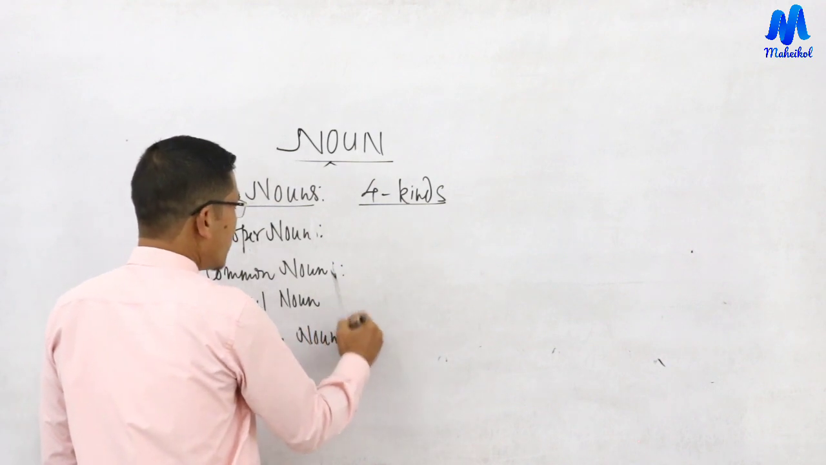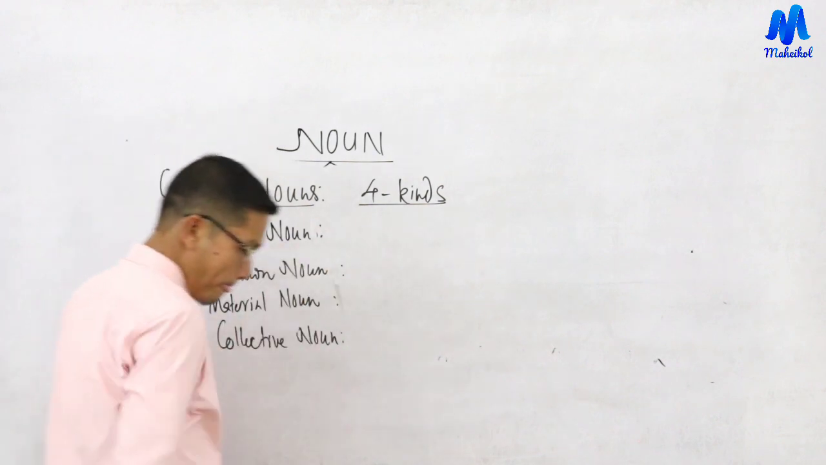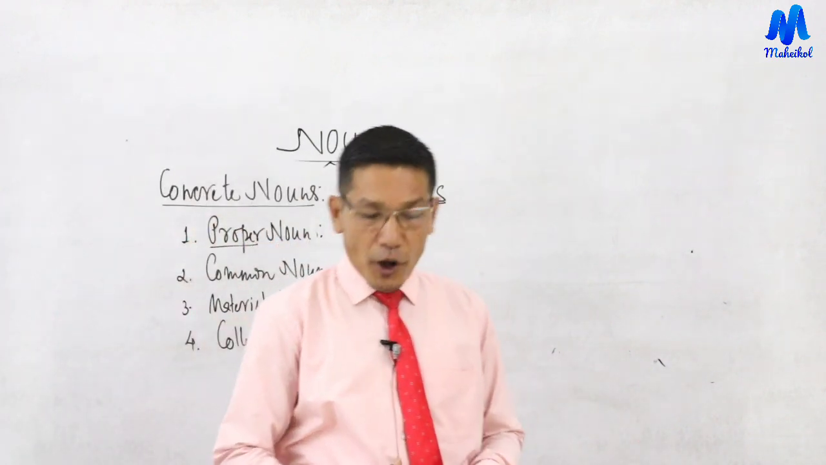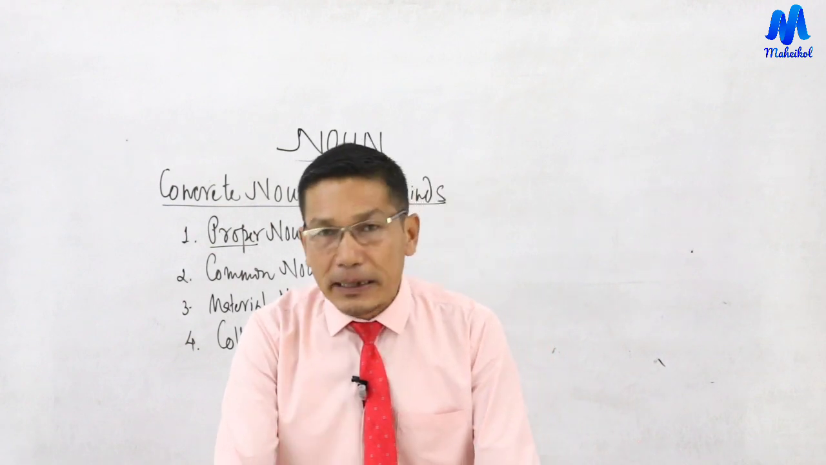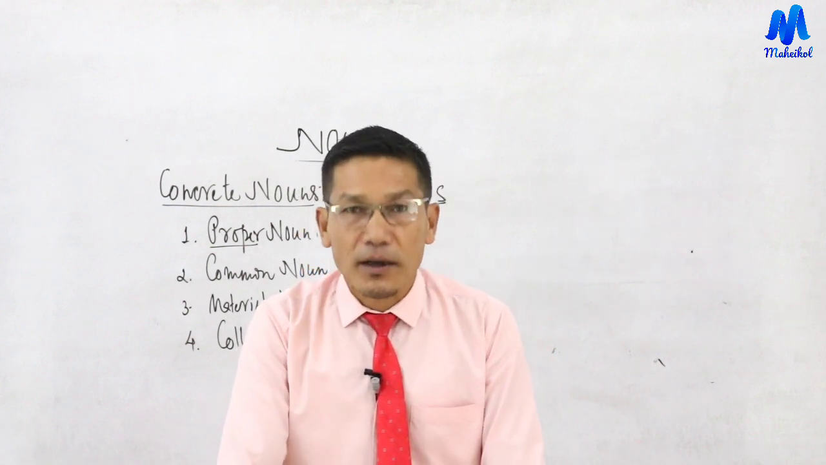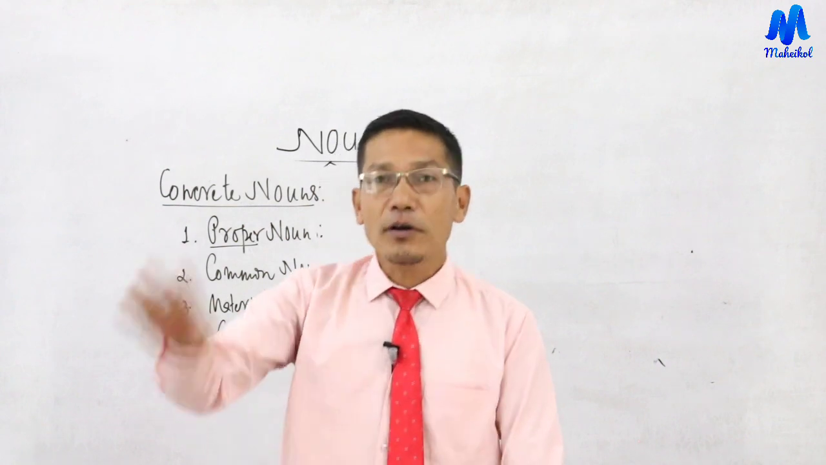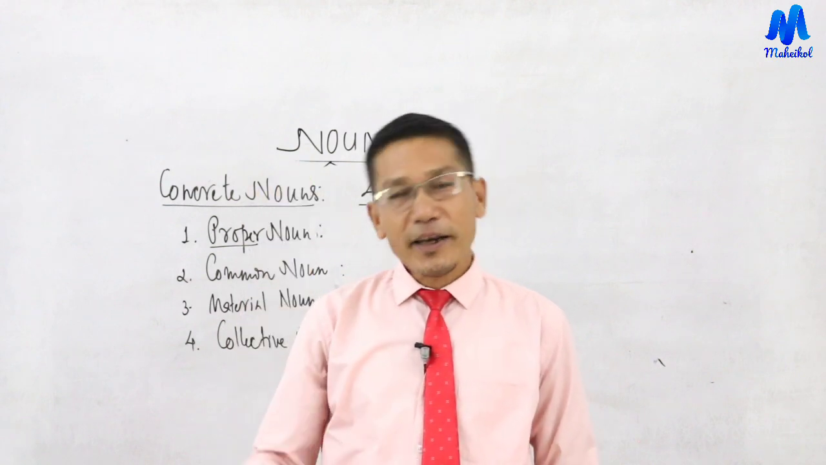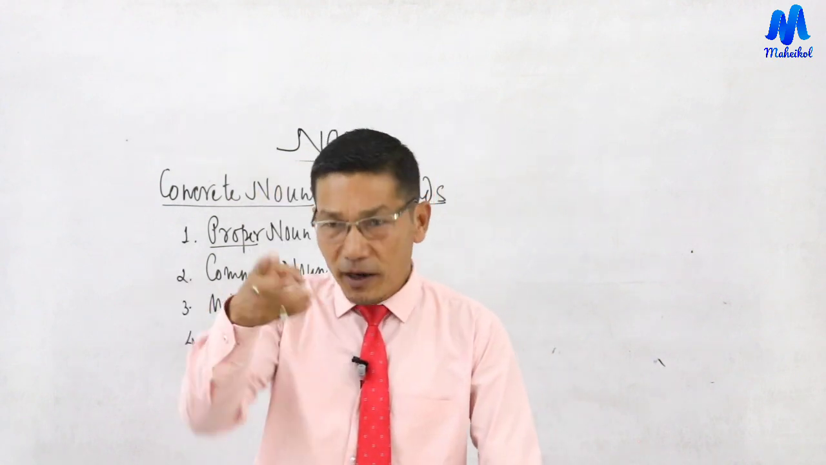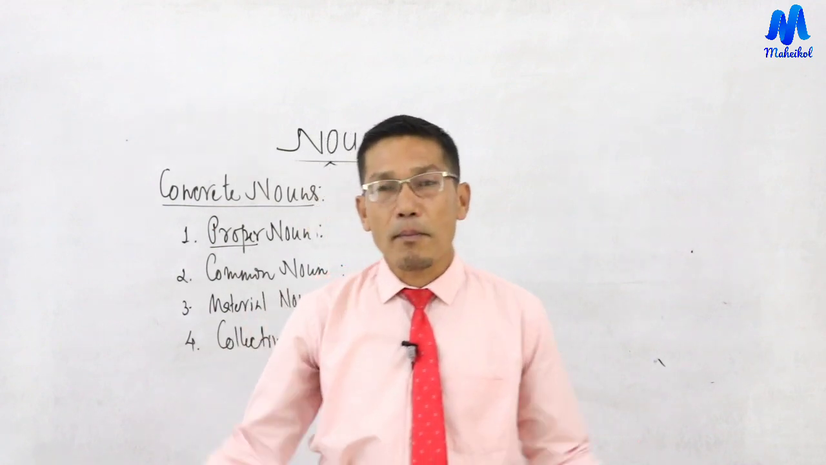What's a noun? Same thing. Proper noun. Proper noun is the name of a person, the name of a place, or the name of a thing, the name of an animal. A particular name, which can be singled out from the crowd.